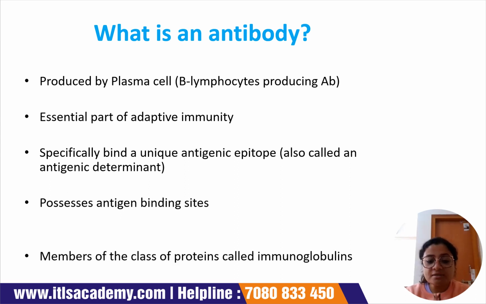And these antibodies are basically members of the class of proteins called immunoglobulins. As I already mentioned, antibodies are nothing but proteins. All the plasma proteins that we have inside our body, meaning proteins present in our plasma, have different classes. We have albumin, we have globulin. Among them, under the globulin class, we have these immunoglobulins, which are nothing but the antibodies. So you can remember it like this: immunoglobulins are a good name for antibody.